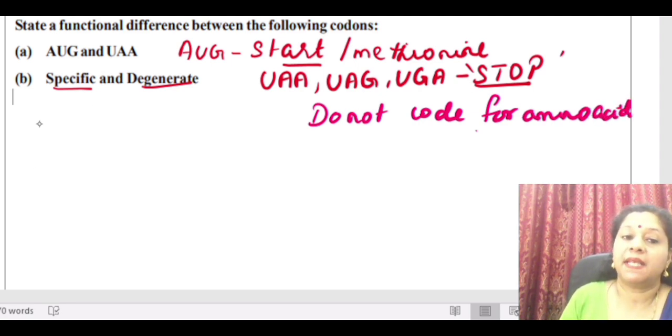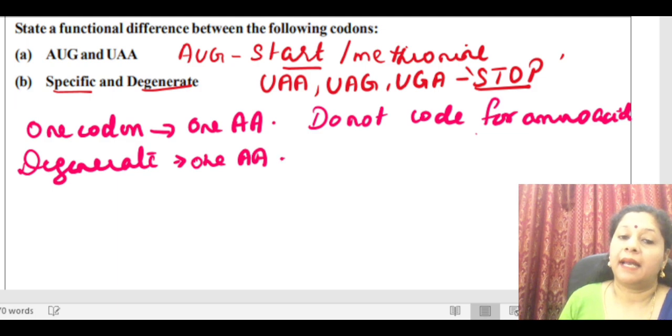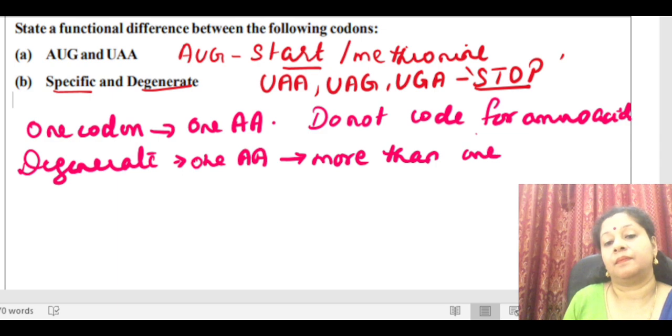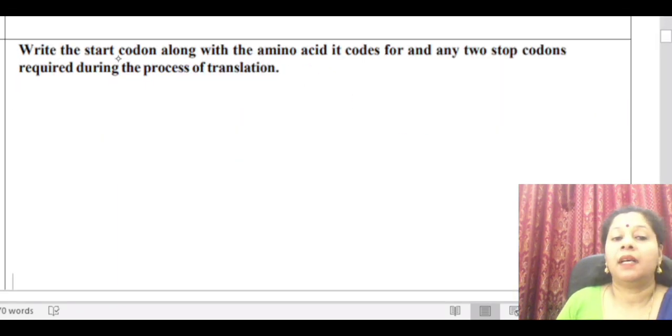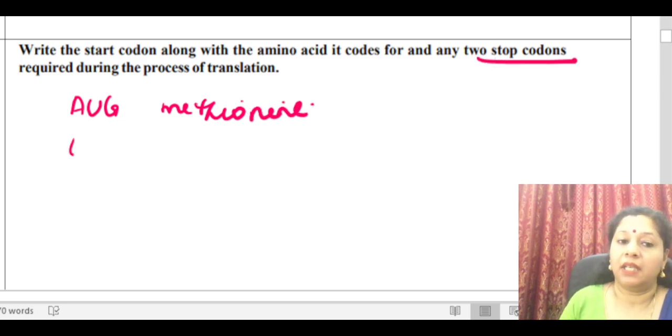Now coming to specific: what does it mean? One codon codes for only one amino acid. Degenerate means what? One amino acid can be coded by more than one codon. Write the start codon along with the amino acid it codes for. Just now we saw the start codon is AUG. The amino acid it codes for is methionine. And any two stop codons: just now we discussed three, they are UAA, UGA and UAG.